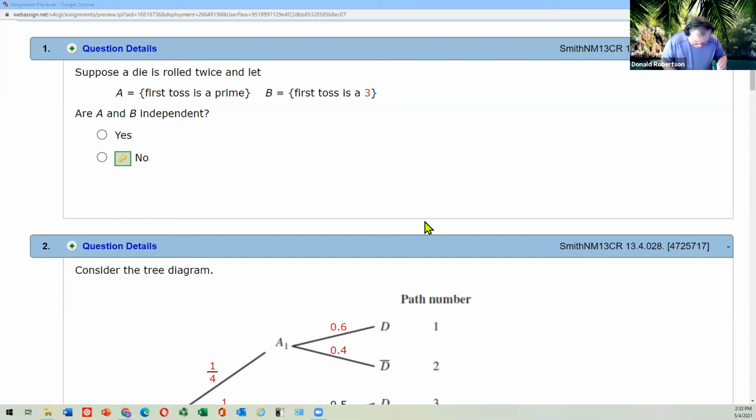So, write this down. A and B are independent if the probability of A given B is the same thing as just the probability of A. Okay. So, jumping around a little bit, but let's show you how that works.